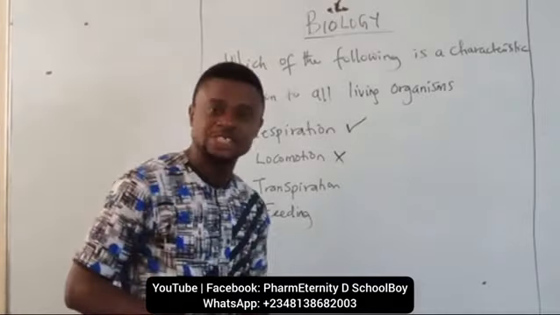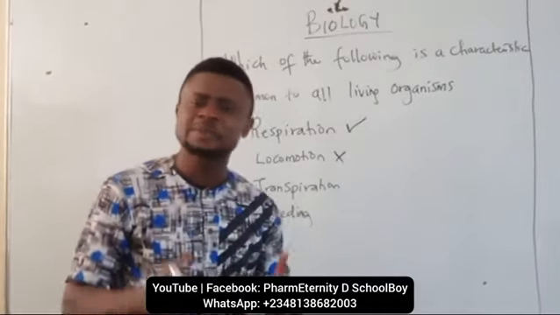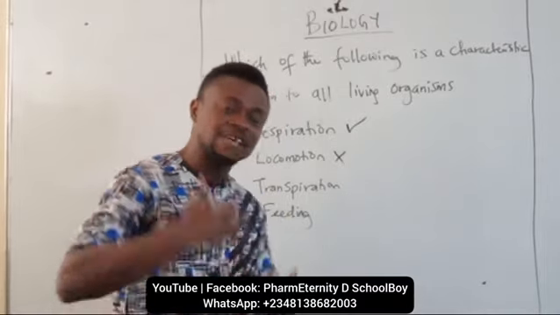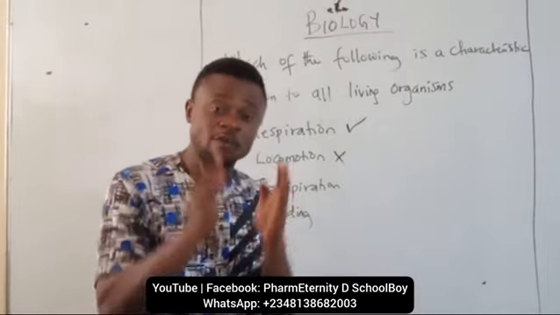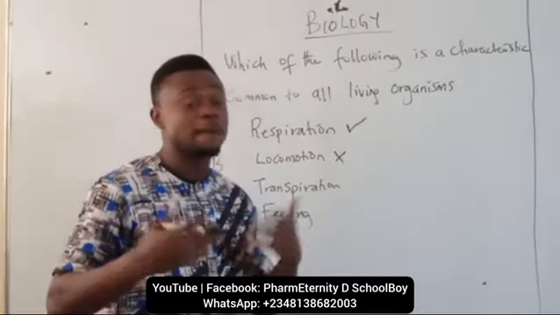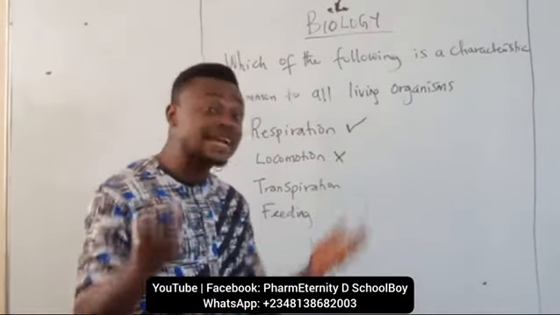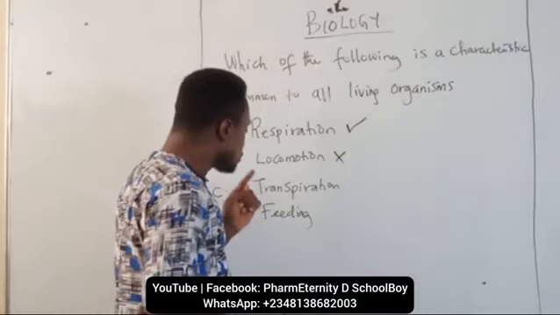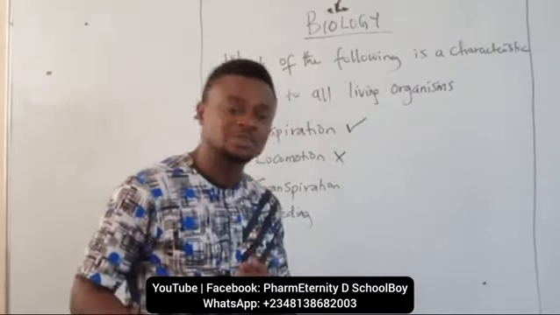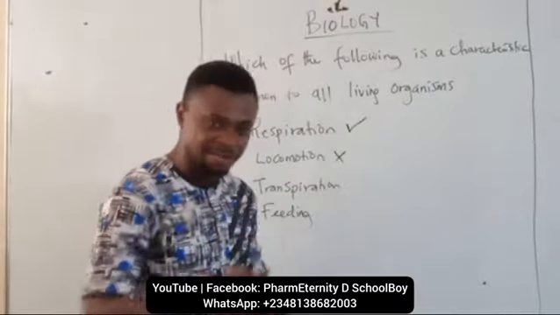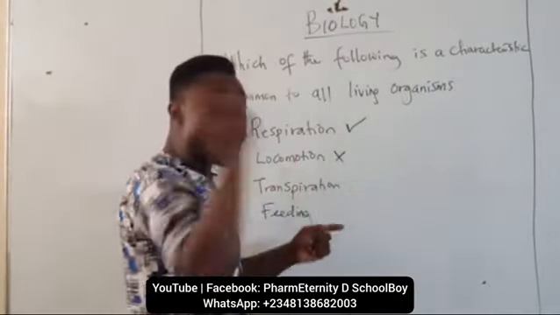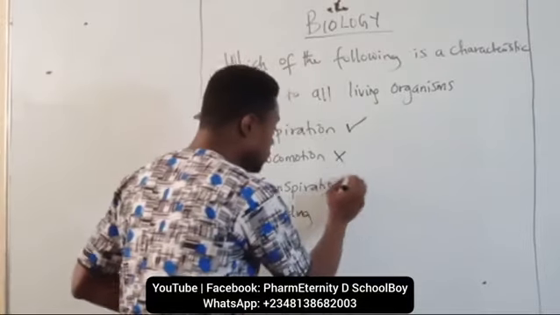C, transpiration. Transpiration is a process by which excess water is lost, is given out from the leaves of what? Plants. Basically from the aerial part of the plants. So transpiration is common with what? Plants, not animals. So this is not common to all living organisms. So I will not take this.